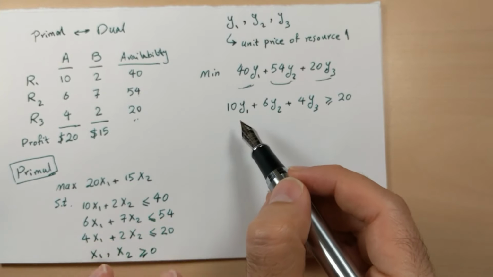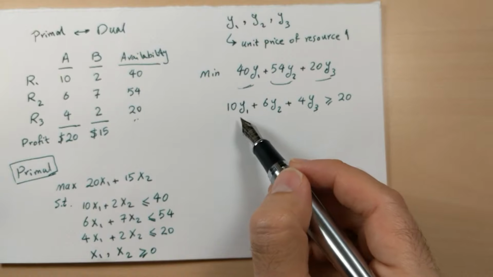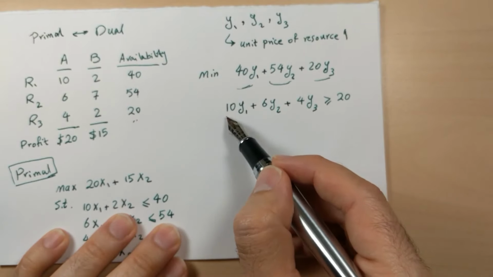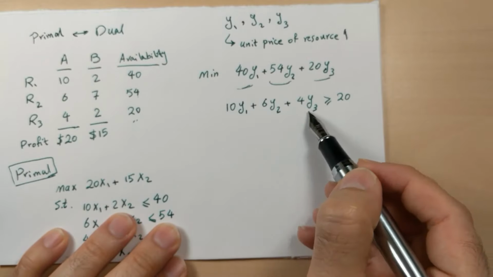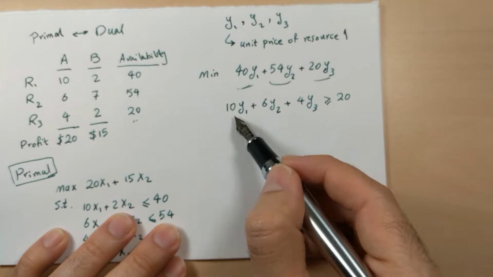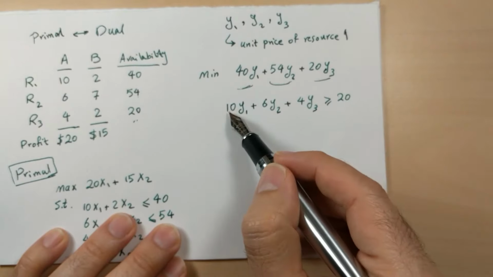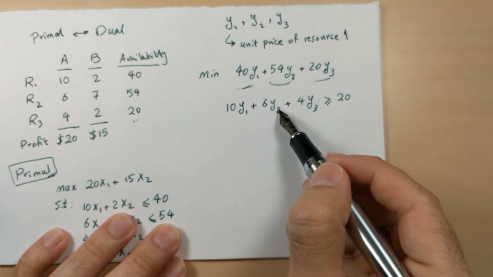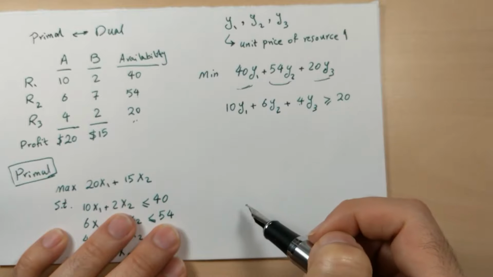So the company will rent their resources at these prices y1, y2, y3, on the condition that the total price of those resources should be at least $20, because with 10 units of resource 1, 6 units of resource 2, and 4 units of resource 3, they can make at least $20.